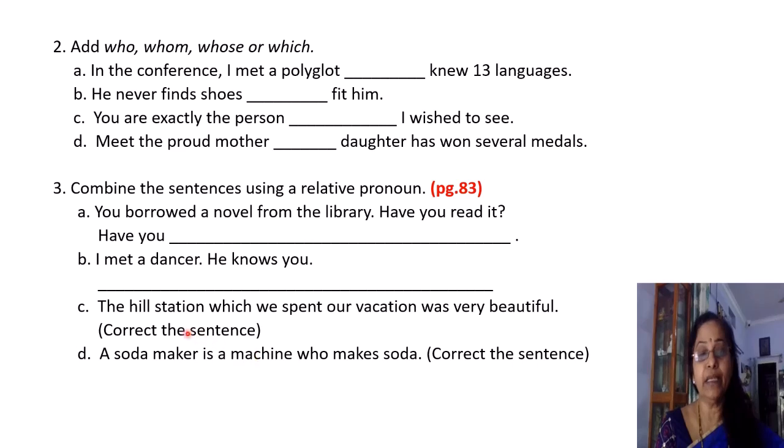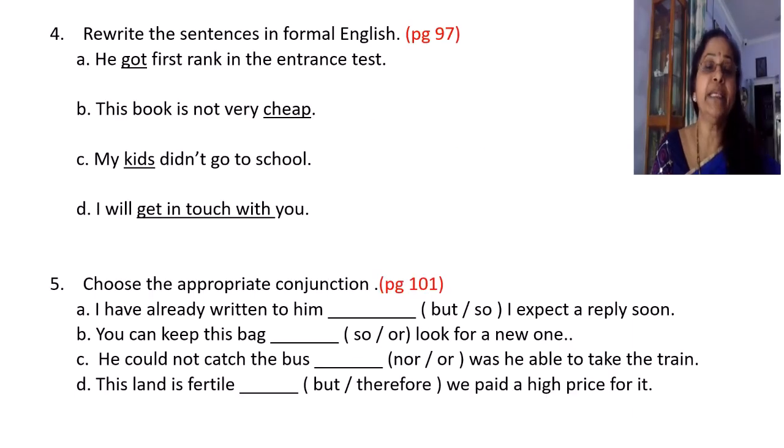Okay. The hill station which we spent our vacation was very beautiful. Correct the sentence. The hill station where we spent our vacation was very beautiful. Not which, it should be where. A soda maker is a machine who makes soda. It's not who makes soda, it's which makes soda. That is the answer. Next question.